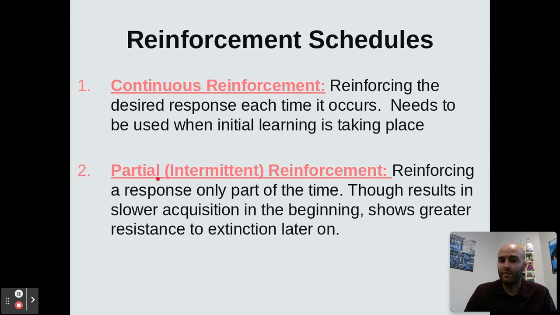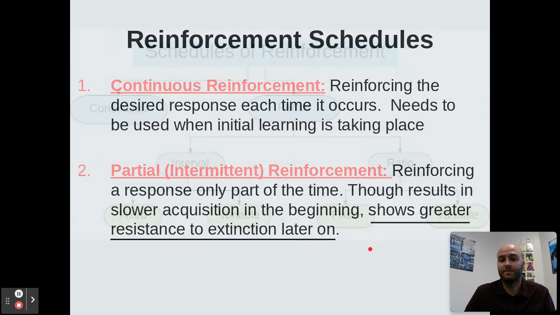Then you can move to something called partial or intermittent reinforcement. This is reinforcing a response only part of the time. Though it results in slower acquisition in the beginning. That's why we do continuous reinforcement at the beginning. But if you start with partial, it's going to result in slower acquisition, but it does show greater resistance to extinction later on. Right? That partial intermittent reinforcement. An example of that could be like gambling, which we'll get to more specifically later. But you know that reinforcement is coming at some time, so you continue the behavior waiting and hoping that reinforcement shows up. So it has much greater resistance to extinction.